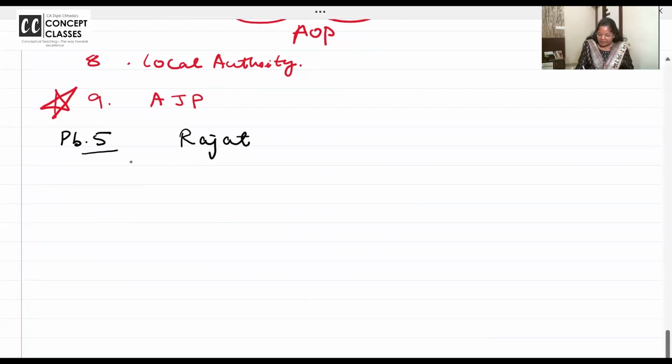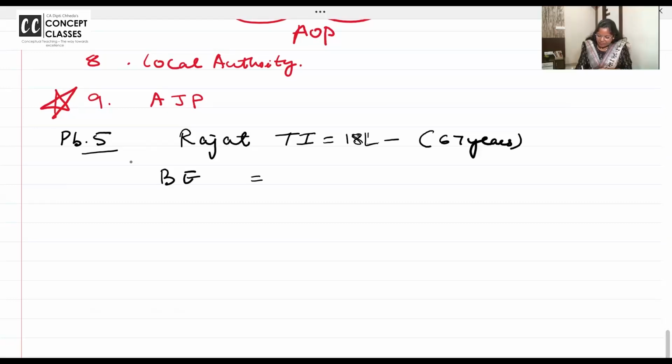Rajat is having total income 18 lakhs. Are you all with me writing? Together we are solving this. Rajat is having total income 18 lakhs, and he is 67 years. So what will be the basic exemption for Rajat? 3 lakhs. So let's do the answer together from here.